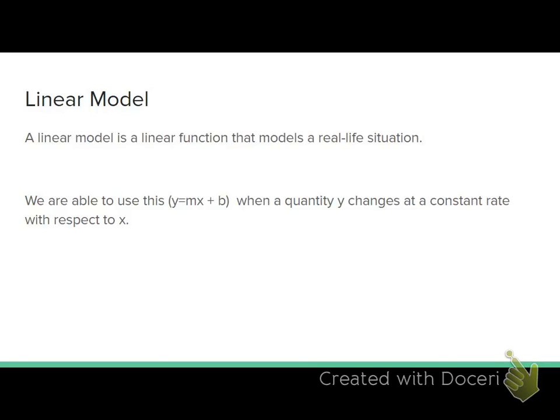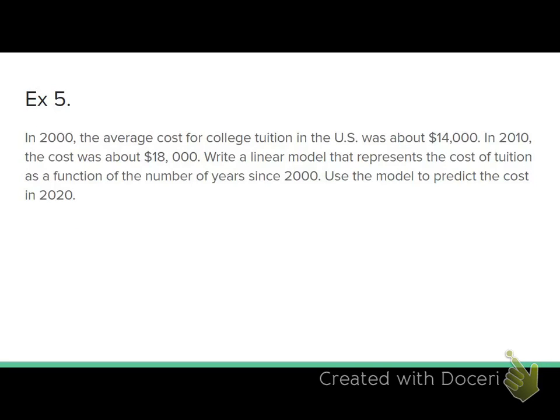Okay, we'll get into our real life applications. In 2000, the average cost for college tuition in the U.S. was about $14,000. 2010, the cost was about $18,000. Write a linear model that represents the cost of tuition as a function of the number of years since 2000. Use the model to predict the cost in 2020. So there are a couple things going on here, and it'll be helpful for us to identify our independent and dependent variables.